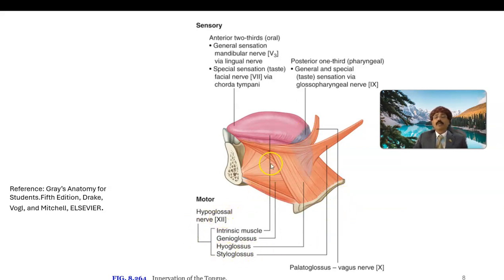Hypoglossal nerve supplies all the muscles of the tongue except the palatoglossus, which is innervated by the vagus nerve.